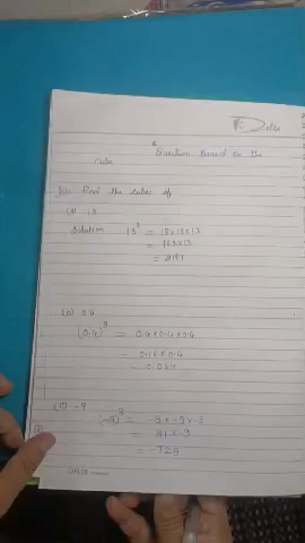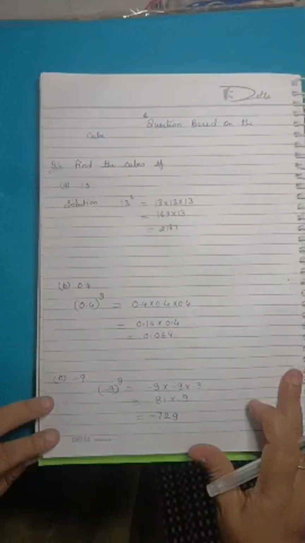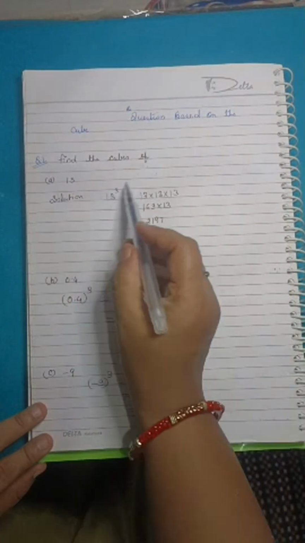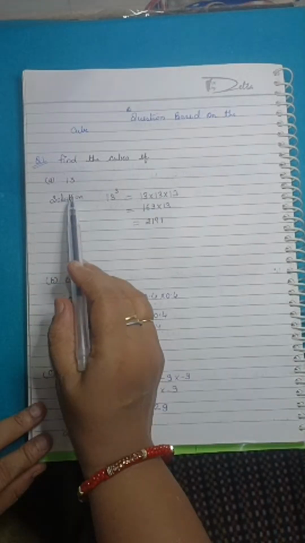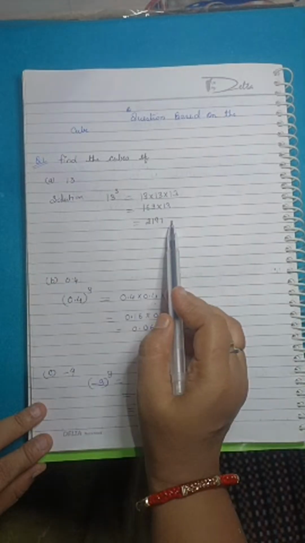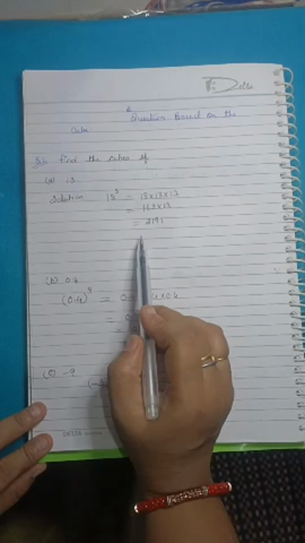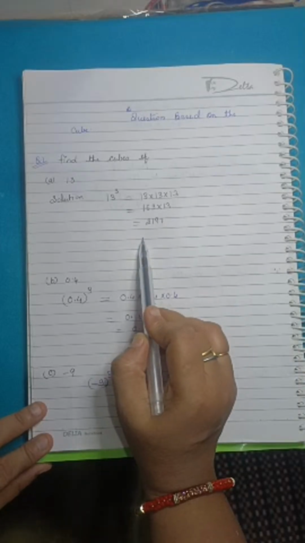Now we have questions based on it. The question says, find the cube of 13. For 13 cube, you have to multiply 13 three times. You are going to get 2197.